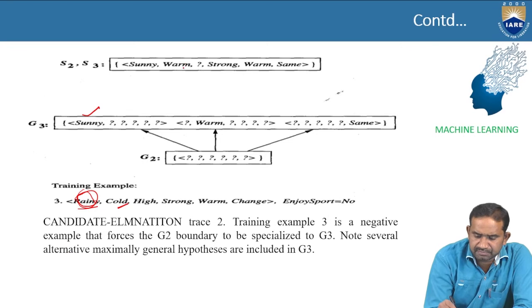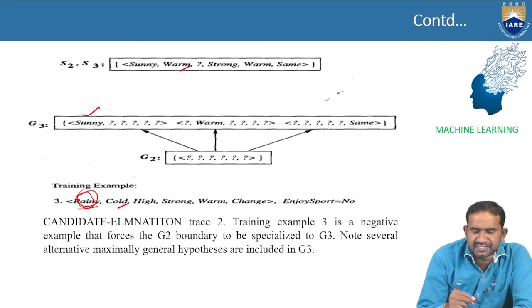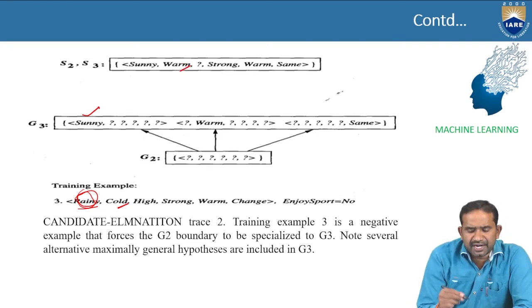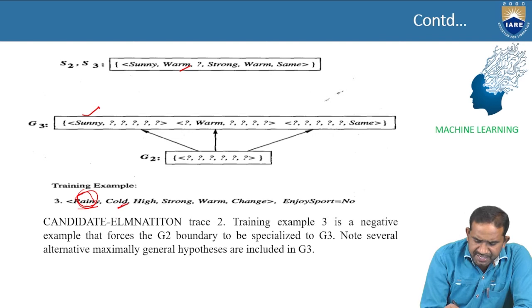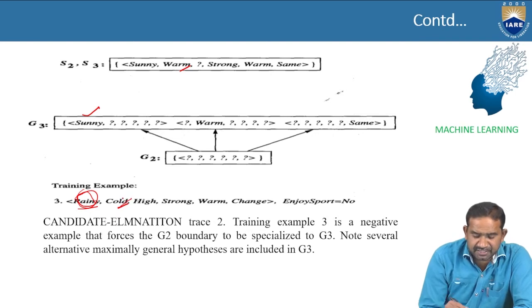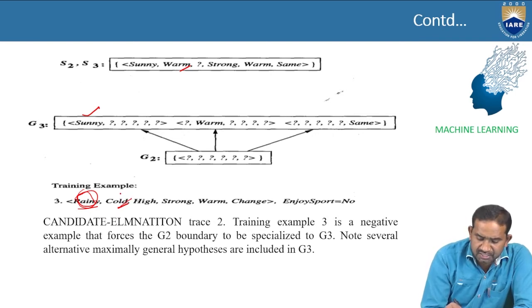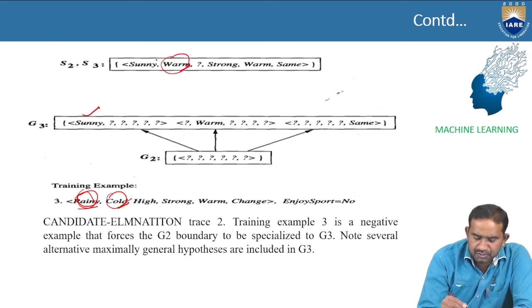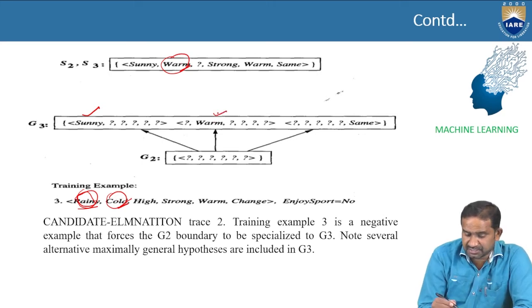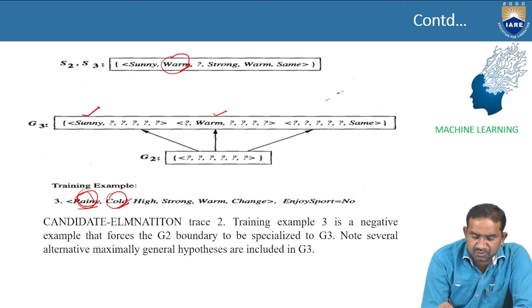And here is warm. Here is also differentiation. According to the candidate elimination algorithm, we try to generalize to the specific. The cold is the generalized one, as well as the specific one is warm. So this cold is replaced by the warm here itself.